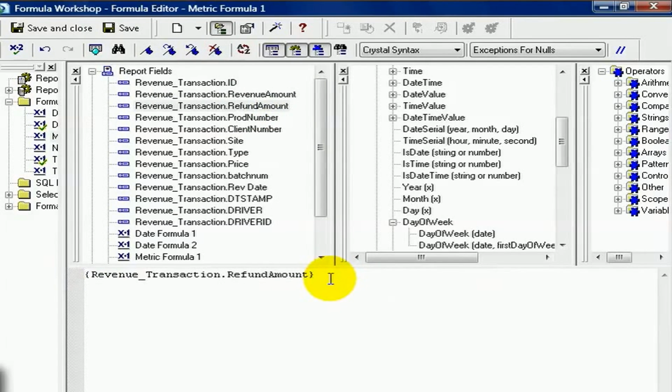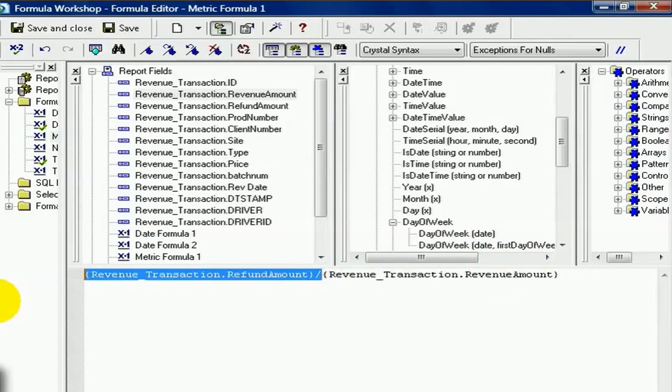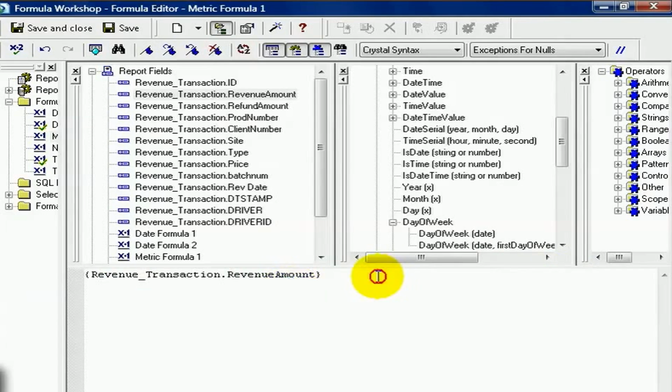You can also type this in by hand, but I think it's easier to drag and drop and you don't have to deal with the spelling errors. I should have paid more attention in grade school. Notice what we get here. We have two numbers that we can use, divided by a revenue amount. And we could equally, instead of divide, subtract the refund amount. I could also add it, make a percentage out of it, or do any number of things.